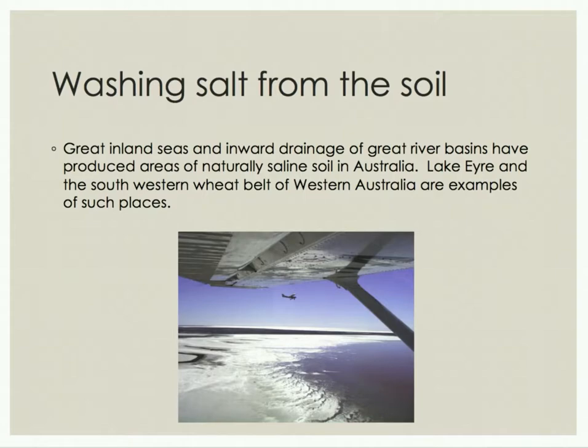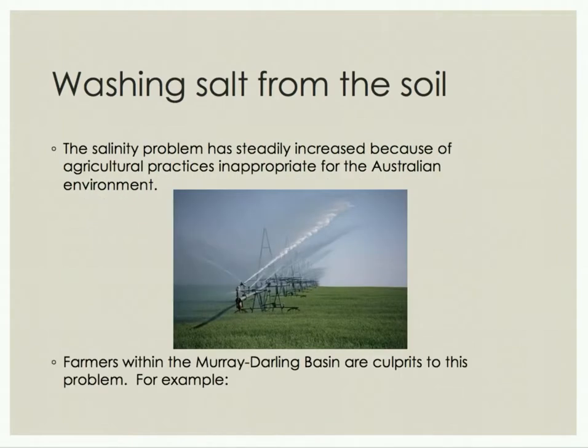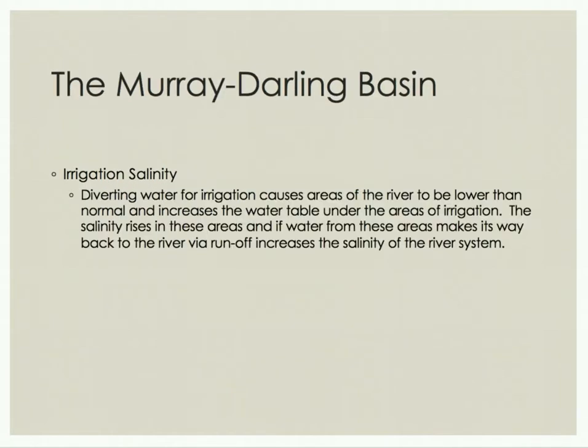So great inland seas and inward drainage of great river basins have produced areas of naturally saline soil in Australia. For example, Lake Eyre in the southwestern wheat belt of Western Australia, which we looked at a few pictures of. It steadily increased, as I said, due to agricultural practices that are inappropriate for our environment. For example, within the Murray-Darling Basin, the farmers there are culprits of this. And we'll quickly have a look at this example.